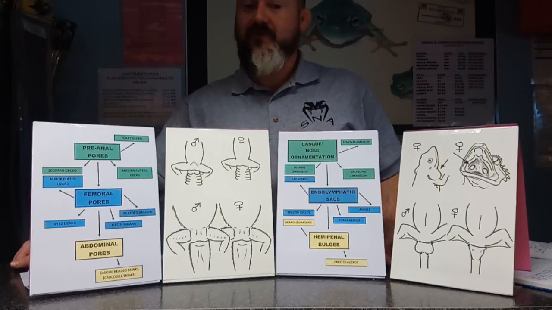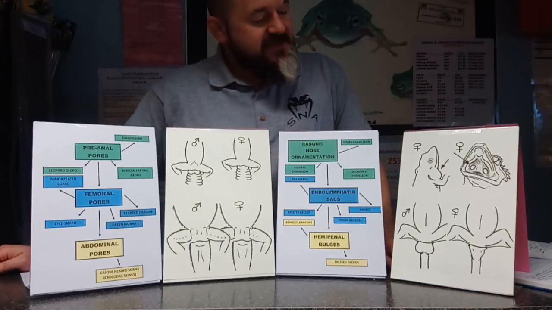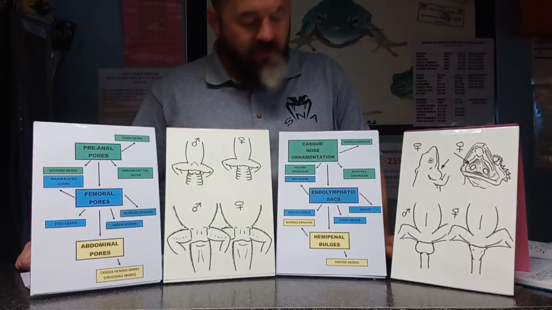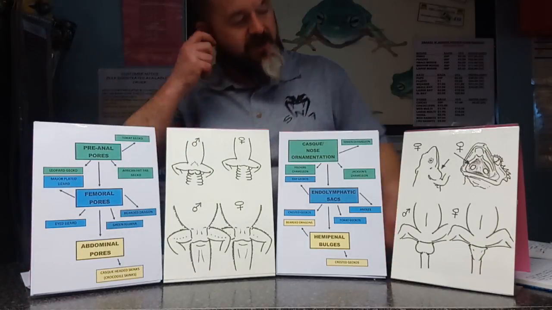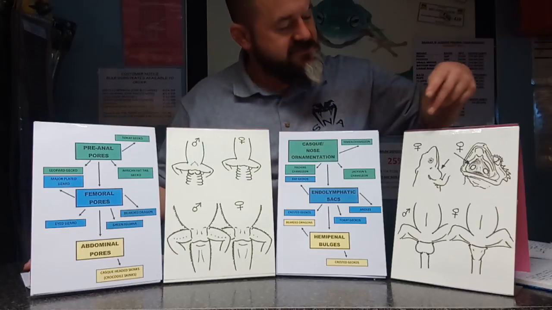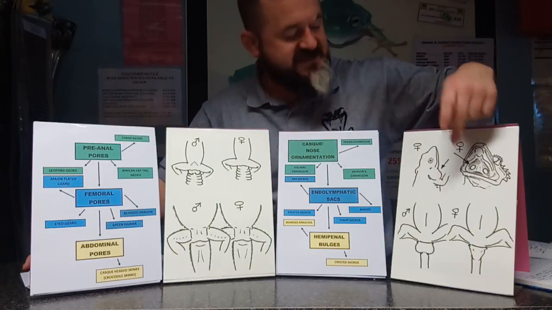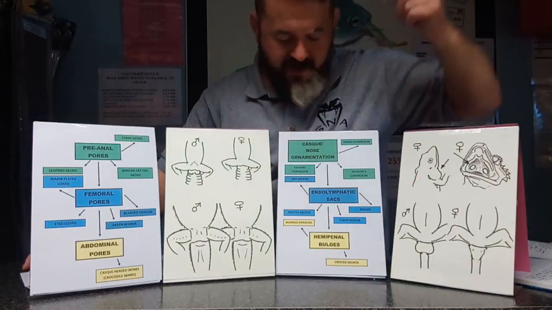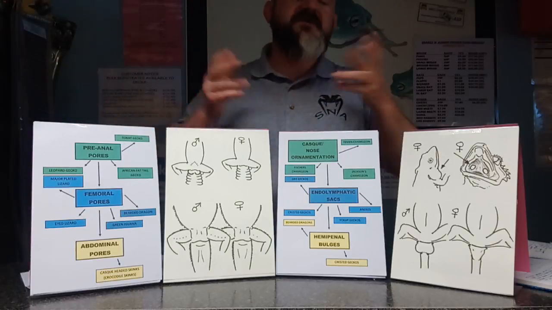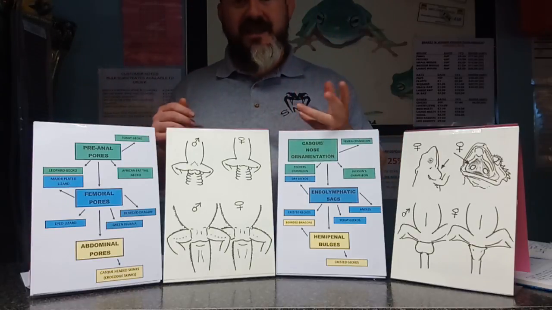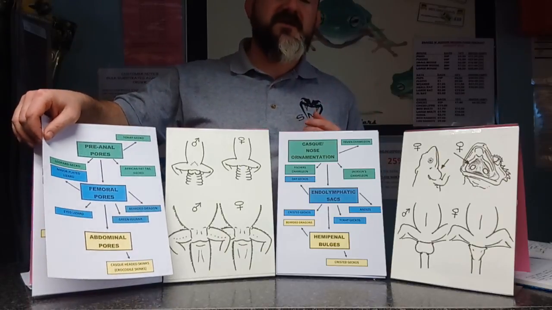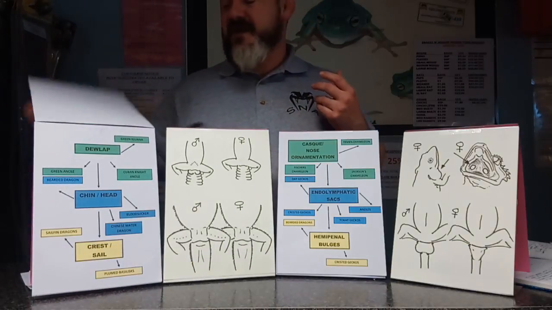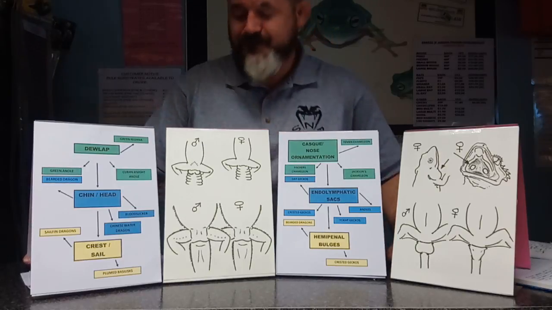But these are, as we can see, already just working through the groups, whether it be preanal, femoral, abdominal, the casques and nose ornamentation, the endolymphatic sacs, or the hemipenal bulges. There is a huge variety in the lizard families, which complicates things because this is supposed to be a beginner's guide, and as you can see, it's been a pain in the arse to put together.